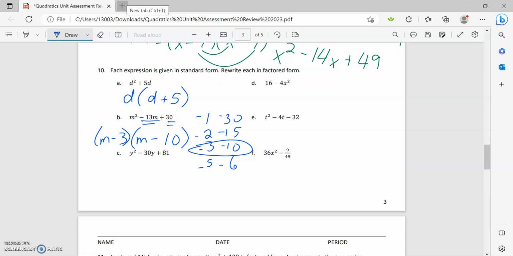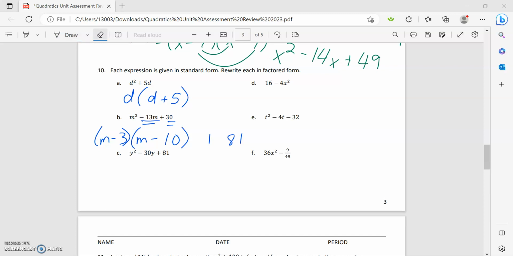C, let's take a look at this again. We're going to look at writing out our factors so that they multiply to 81. So 1 and 81, 2 and 40 and a half, that's not very helpful. 3, whoop, what happened? There we go. 3 and 27, that works.